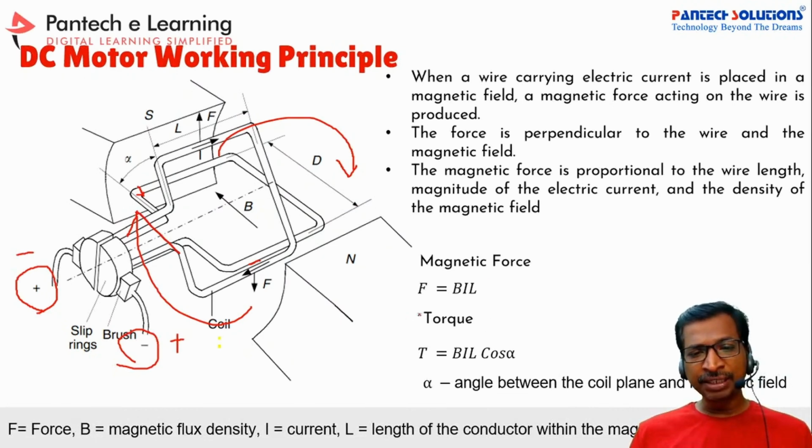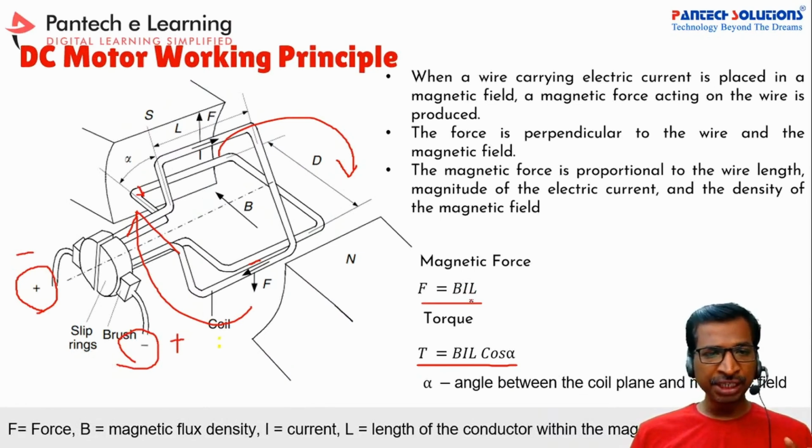And see here, this is the basic formula to understand the magnetic force as well as the torque. The magnetic force is equal to BIL, where B is the magnetic flux density, I is the current, and L is the length of the conductor. If you want to vary the magnetic force, you have to increase the length of the conductor or else vary the current. This is the basic principle of speed control mechanisms.